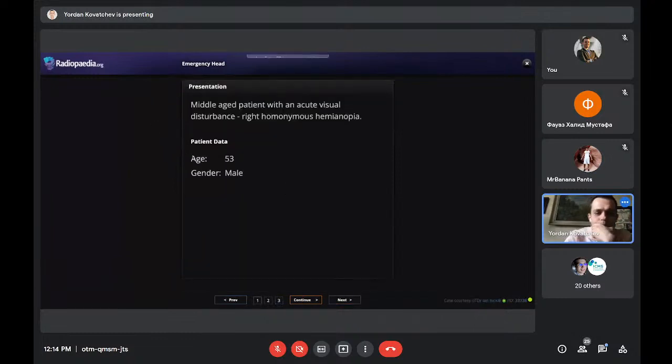Now let's move on. We have a patient, 53-year-old male, with acute visual disturbance, right homonymous hemianopia. Now, before we go to the scan, can someone guess where we should be looking? So the patient has visual disturbance. So which part of the brain? Obviously, we're looking at the whole brain. We concentrate.